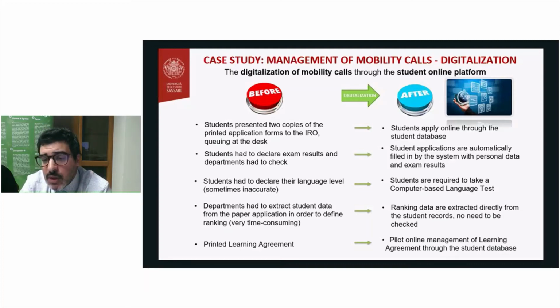Also, the paperwork necessary to check the applications and define, for example, the ranking list for the assignment of grants was very time consuming. So at the moment, because most of the procedure is online, ranking lists are generated automatically by the system, so there's no need to check the individual student records to see if that is the correct ranking list.